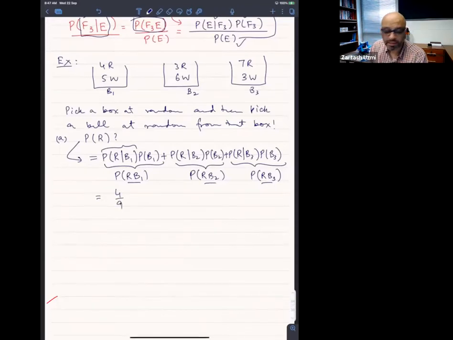So it is not multiplied by 1 by 3. Why? Because I have already given you the box. Multiplied by probability of B1. What is the probability that you will pick box 1? Well, there are 3 boxes, one is selected at random, so this is equal to 1 over 3. Similarly, for the second box it is 3 by 9 into 1 by 3, and for the third it is 7 by 10 into 1 by 3. Everyone is okay with that?